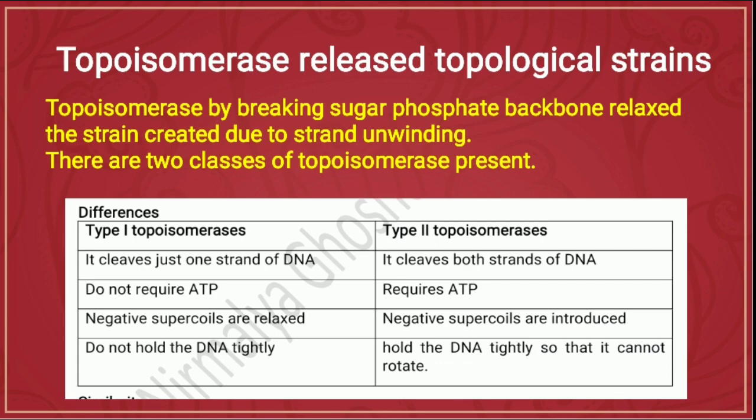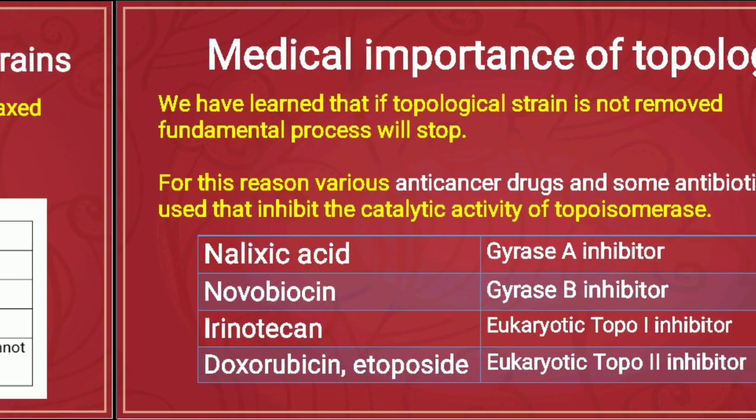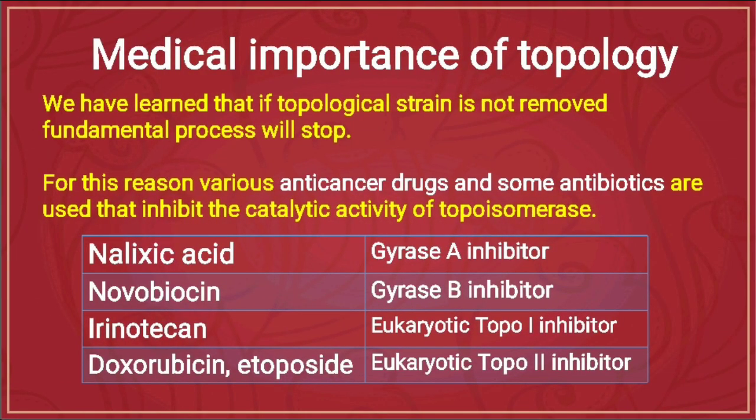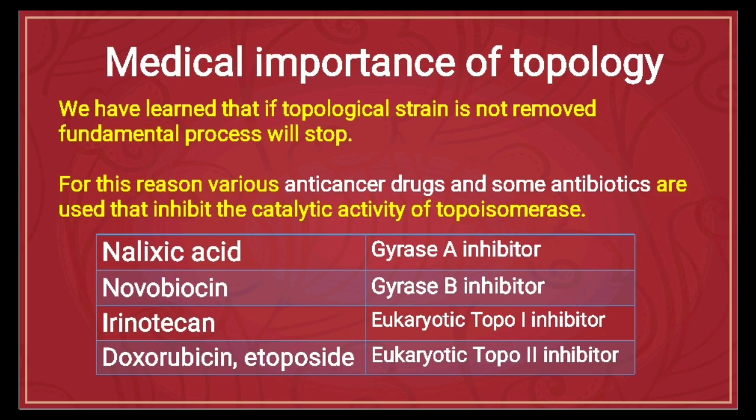There are generally two types called topo 1 and topo 2. You can find out the difference between topo 1 and topo 2 in the table. So, if we can block the function of topoisomerase, the cell will die due to DNA supercoiling. That's why several drugs and antibiotics that target topoisomerase are used to treat cancer and microbial infection.